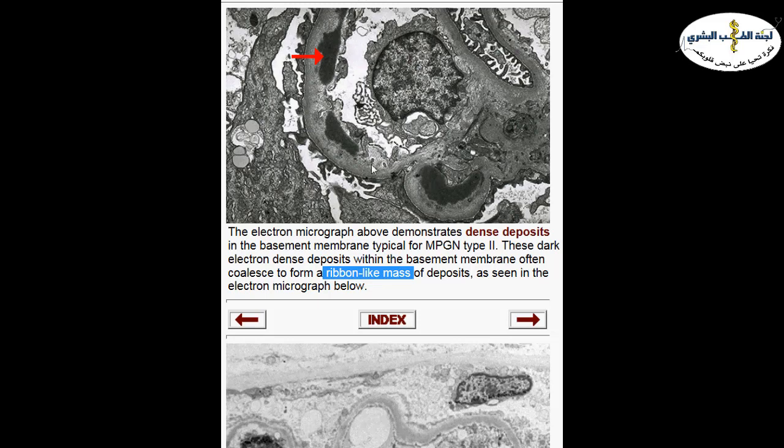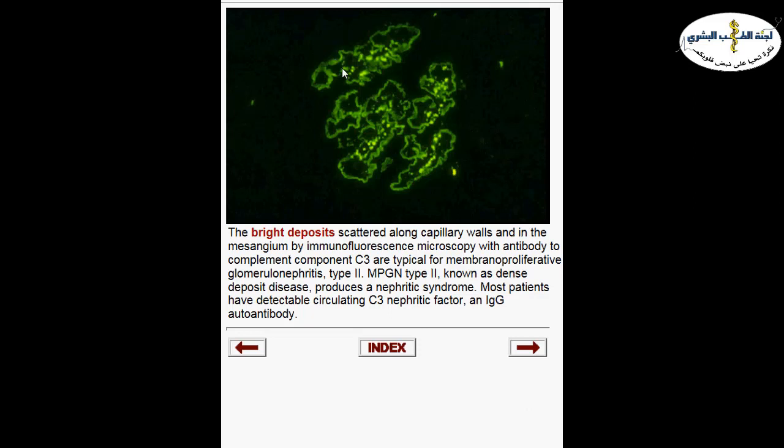These deposits are actually formed due to antibody to C3 nephritic factor. So the antibody to C3 nephritic factor deposits within the basement membrane in type 2 MPGN. This is C3 positivity. Here we can see the ribbon-like appearance under IF. It's continuous and it's membranous positivity for C3 antibody. And if we do the blood test for them, we can also see the C3 nephritic factor in their blood as well.